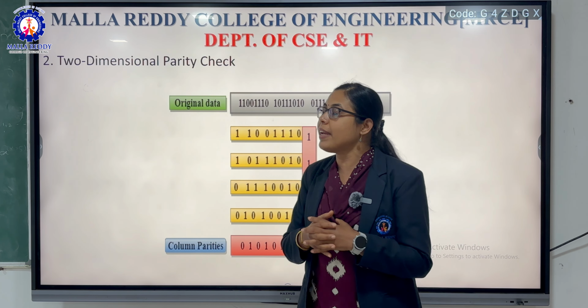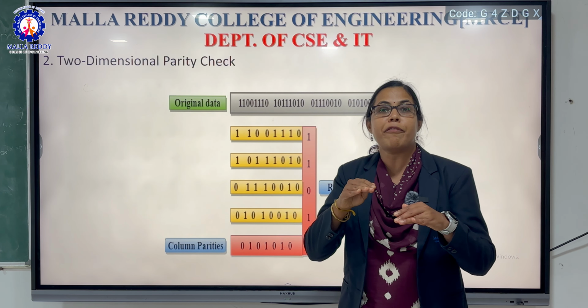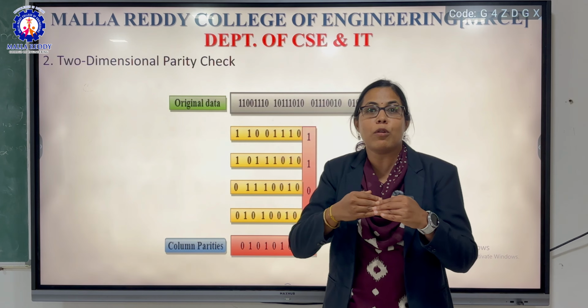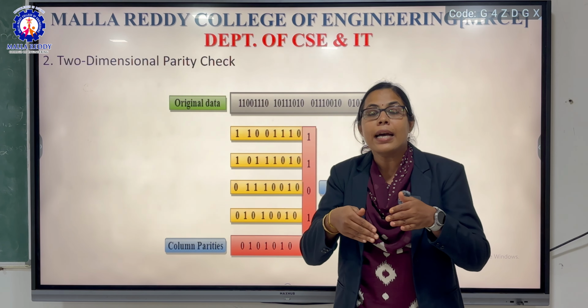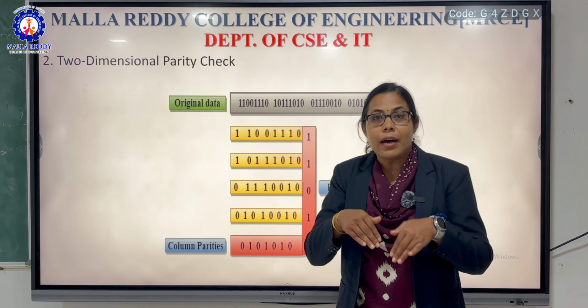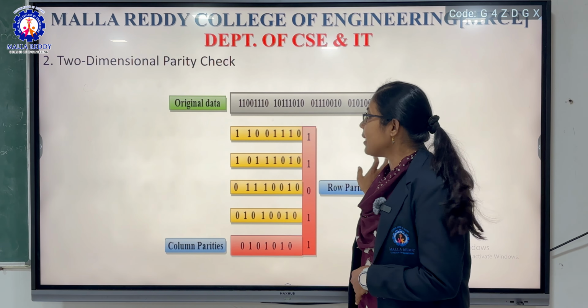The second technique we have is the two-dimensional parity check. The bytes are written one below the other. Along with every byte of information, the column-wise bits are also checked, and parity is added on the column side to make the number of ones even. That is how the two-dimensional parity check works.